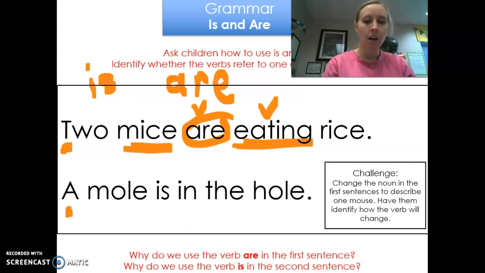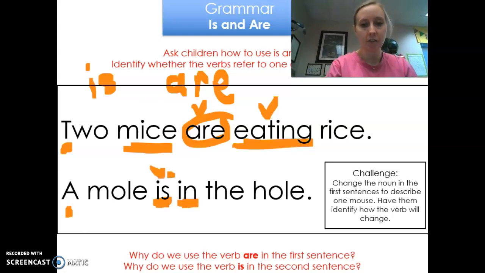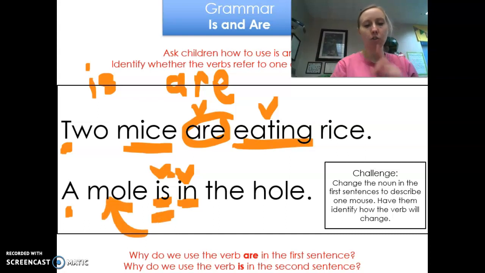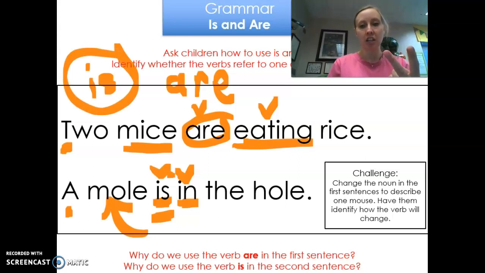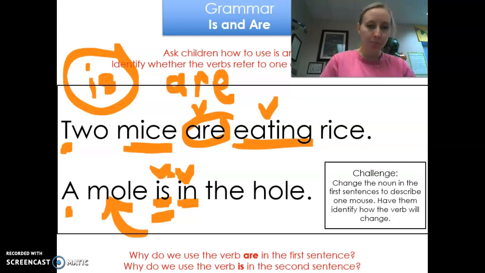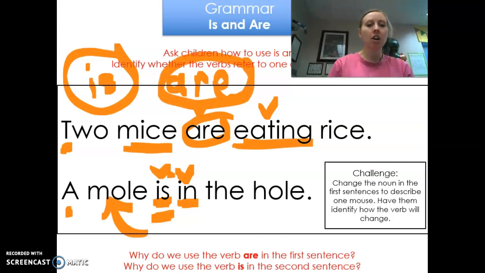But we have 2 mice. Okay, here we go. A mole is in the hole. Okay? So our verbs would be in and is. Those are our verbs. And we say is because there's only 1 mole. There's only 1 noun. So when it's 1 noun, we use is. He is happy. She is happy. I am. I'd say am for I. And you could say Jane is happy. So if you say their name, the dog is happy. But if you're saying more than one, we are happy. They are happy. All of them are happy. That's when you use are.